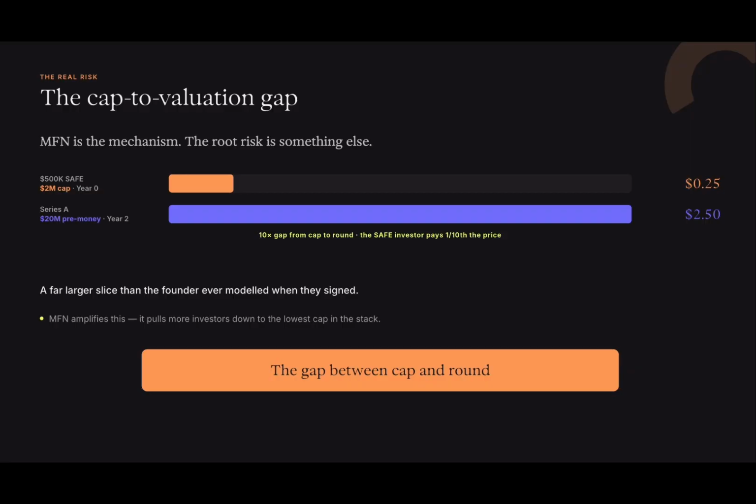The lower the cap relative to your Series A valuation, the more shares convert, and the more diluted you are before the round has taken a single percentage point. The lesson? Be deliberate about the caps you set, and model the conversion across a range of future valuations before you sign. So to recap, each safe converts independently at the price implied by its cap.